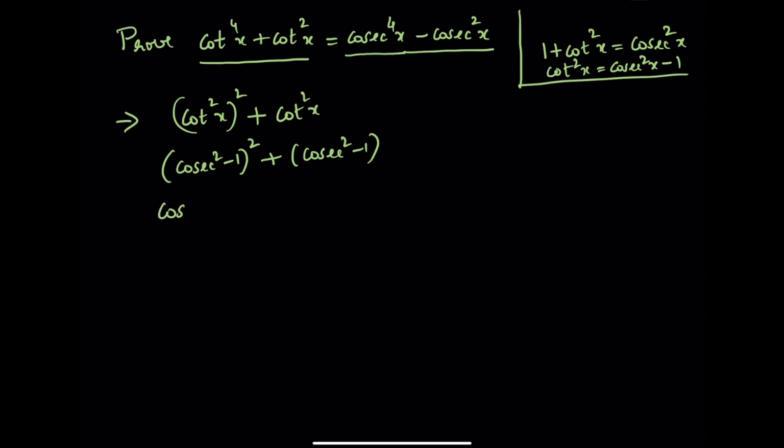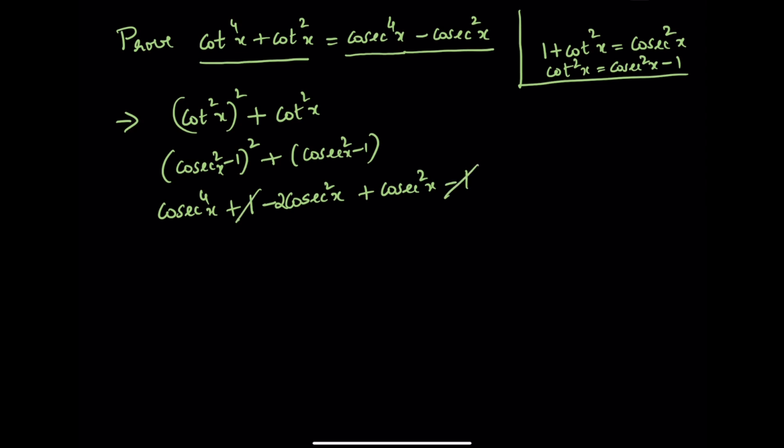This will be cosecant to the power of 4x plus 1 minus 2 times cosecant square x plus cosecant square x minus 1.